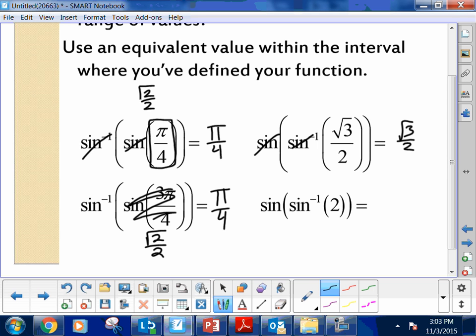Now this next one, this one doesn't show up on the inverse unit circle. There's not a method. This is like an error. It doesn't exist. So this last one would be an error. It doesn't exist. We can't come up with the value. Can't take the inverse.